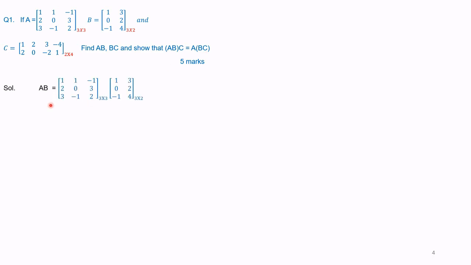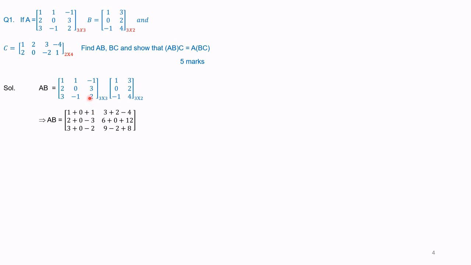First we will find AB, that is A into B. Matrix A is copied here, matrix B is copied here. So as it is, the given matrices are written. Next step is to multiply AB. For multiplication, we have to take the row of the first matrix and the column of the second matrix. First we multiply row 1, column 1. Let us do it. 1 into 1 is 1, plus 1 into 0 is 0, minus 1 into minus 1 is plus 1. So this is given here.